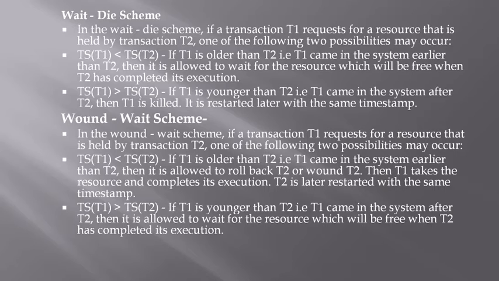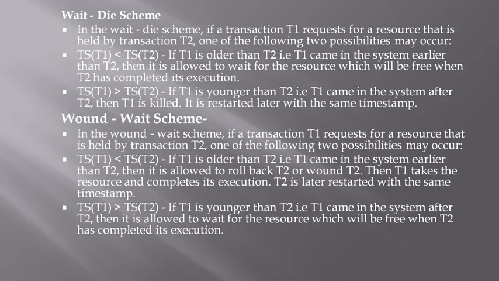Next one is the wound-wait scheme. In the wound-wait scheme, the same way, there are two transactions T1 and T2. T1 requests a resource that is held by transaction T2. One of the following two possibilities applies. The same way, T1 is less than T2 and T1 is greater than T2. So there are two conditions.